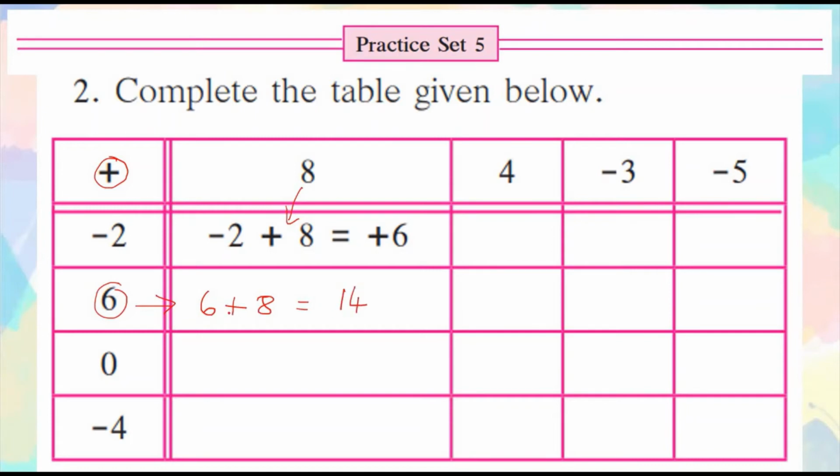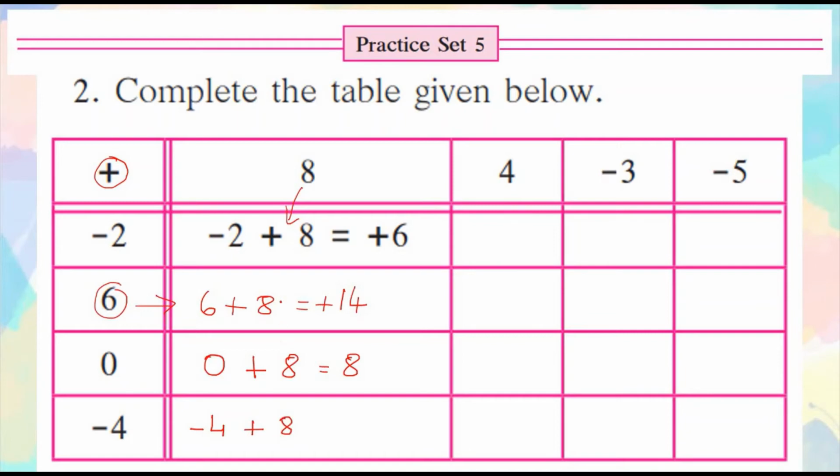And both are having positive signs. So plus 14. Similarly, if you see 0, first we will see the vertical number, we will see 0, then we will put a plus sign. So let's do it. 0, put a plus sign and then again come to this number, 8. So 0 plus 8 is 8. And the last one, minus 4. So write minus 4 plus again 8.